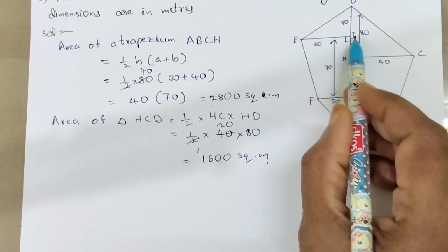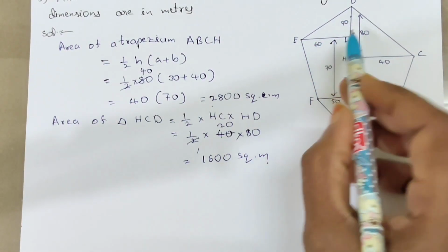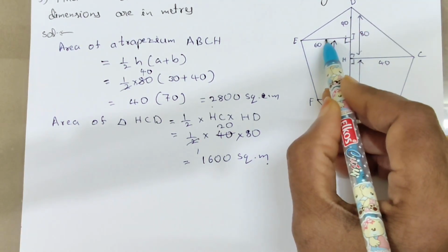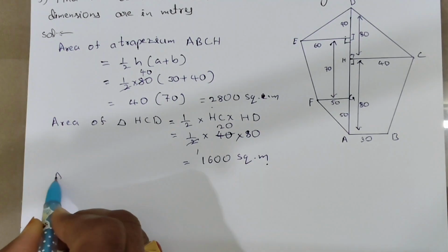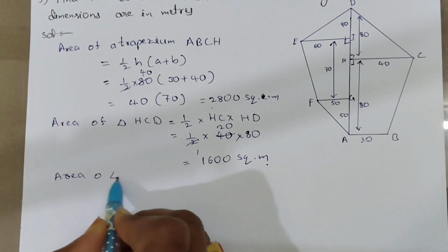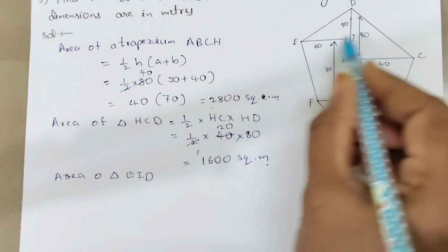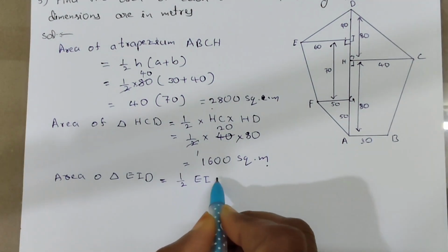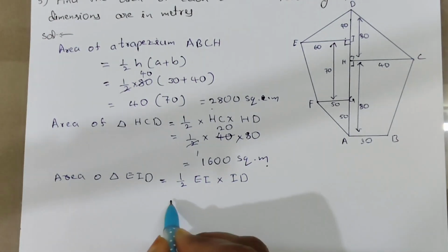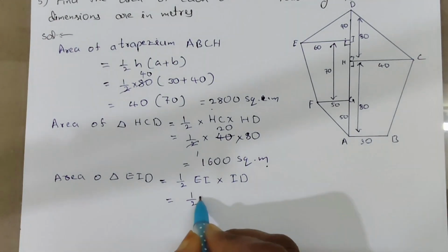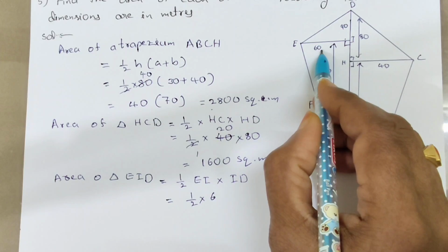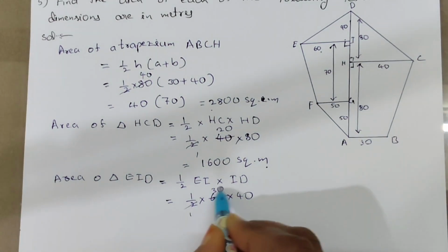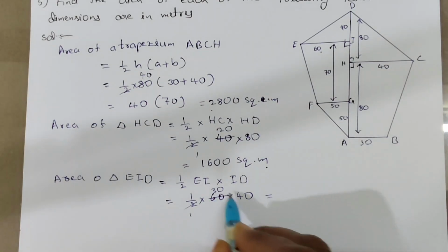Next we find the area of this triangle EID. Here 90 degrees, this is a right angle triangle. We know the base and height. Same method, we find the area of triangle EID. EID is equal to 1 by 2 into EI into ID. Here EI is 60, and ID equals 40. 60 into 40. Now 2 ones are 2, 2 30s are 60. That equals 30 into 40.